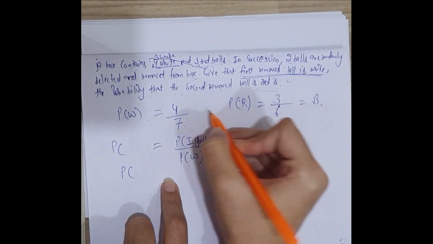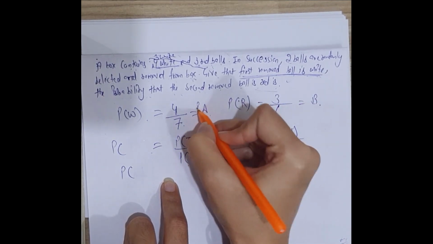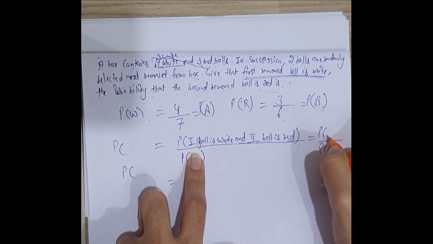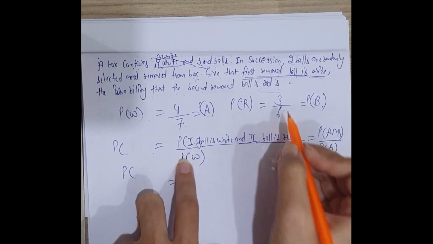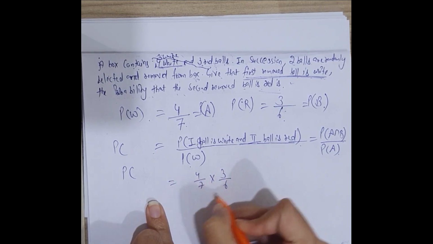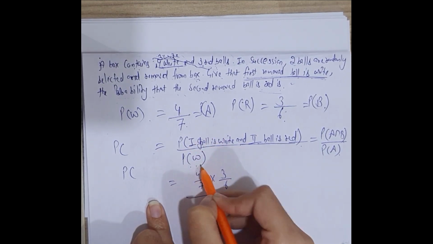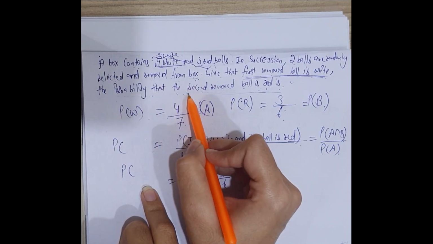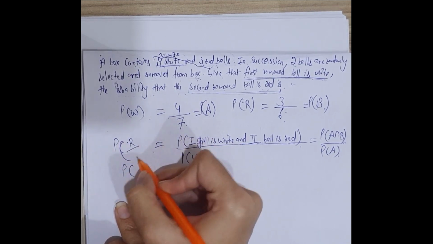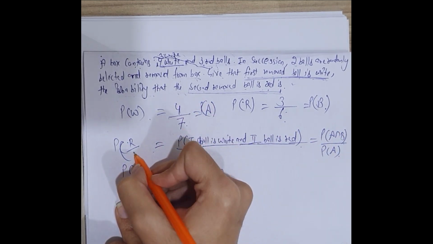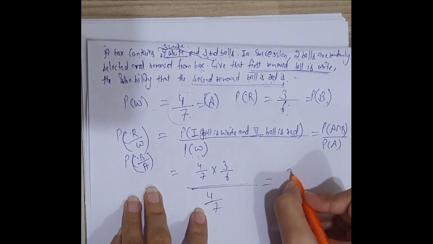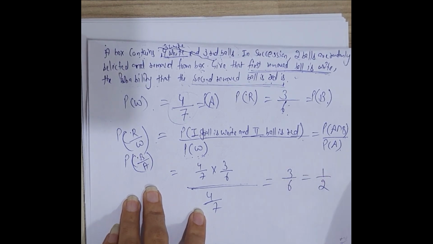This is B, this is A. Here it's how we find its union, 4 by 7 into 3 by 6, and white balls are given. Now we have to find the probability that second ball that is drawn is red. We have to find red upon, we know that first ball drawn was white, probability of white ball is 4 by 7. Now answer came out to be 3 by 6, that is 1 by 2.